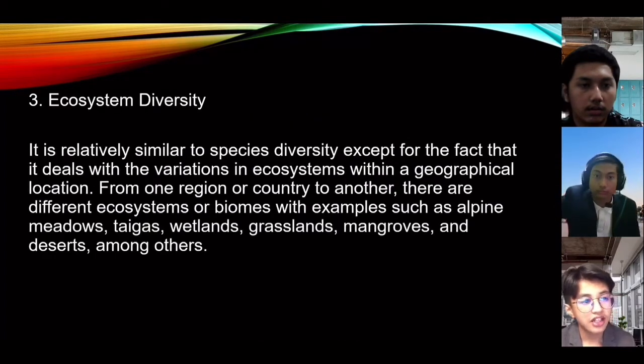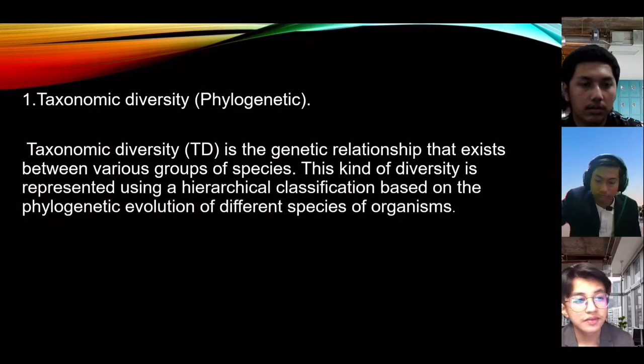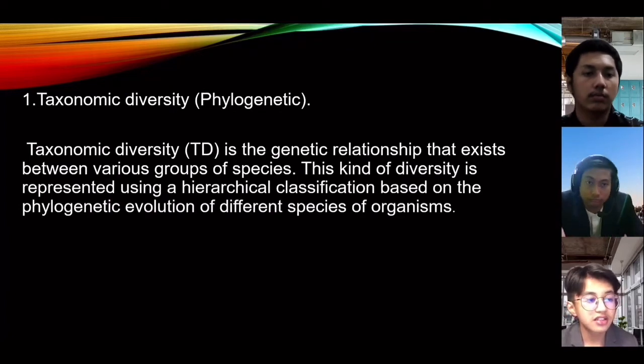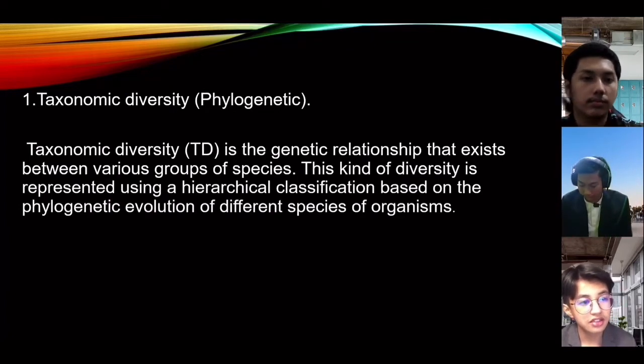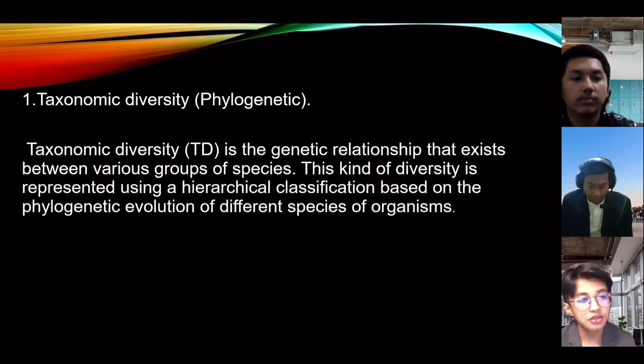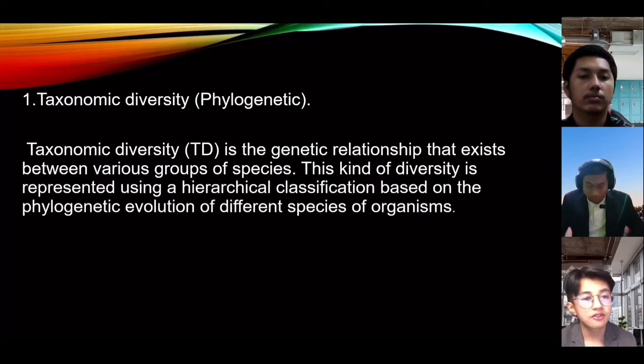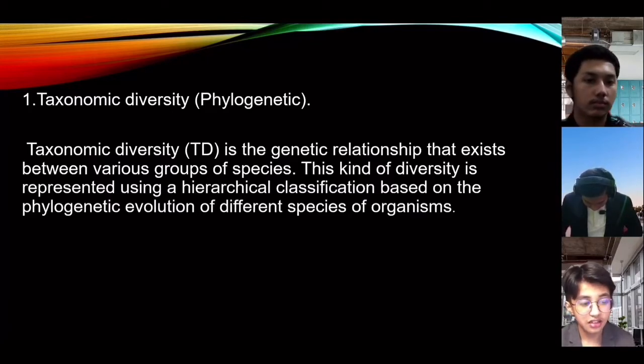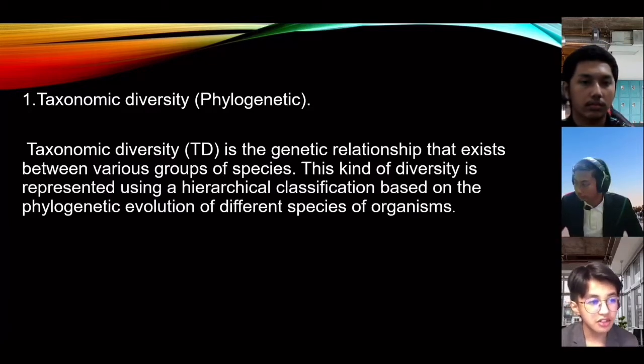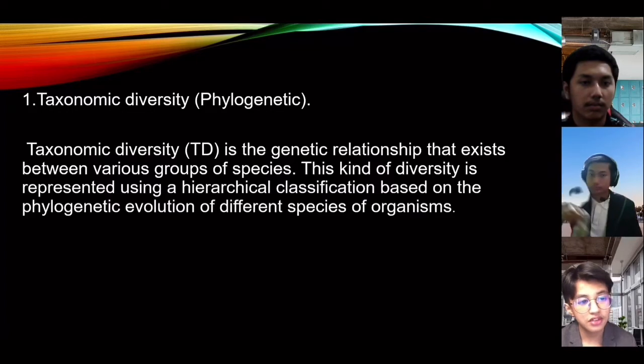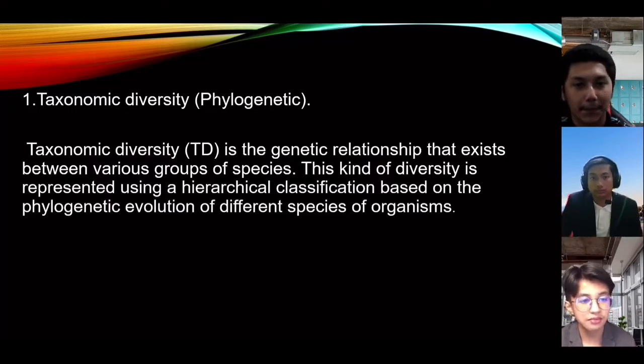Taxonomic diversity. Phylogenetic taxonomic diversity is the genetic relationship that exists between various groups of species. This kind of diversity is represented using a hierarchical classification based on the phylogenetic evolution of different species of organisms.